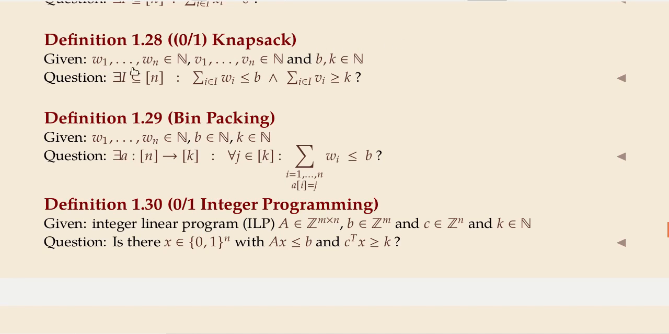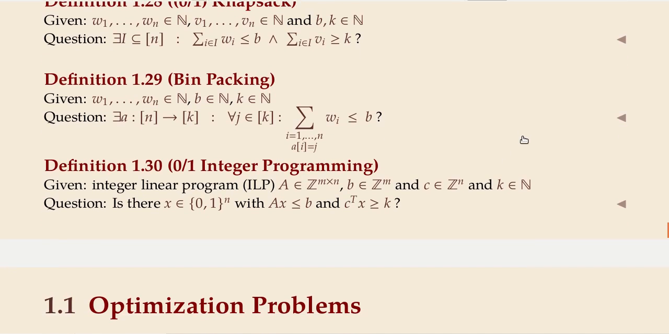You're given n objects that have weights and values and certain bounds again, and you ask whether you can find a subset that doesn't weigh too much but gives you a lot of value. Bin packing is a bit similar. You have again weights, and you want to assign each of the n objects to one of k bins, so that none of the bins is overfull. Each bin has size b, and you want to fit at most weight b into each bin.